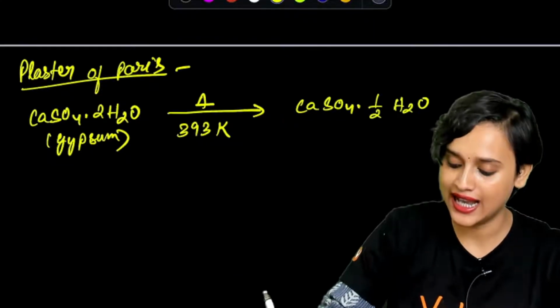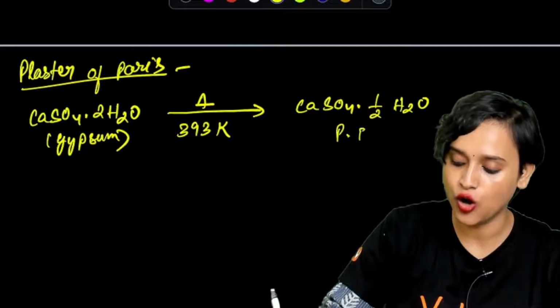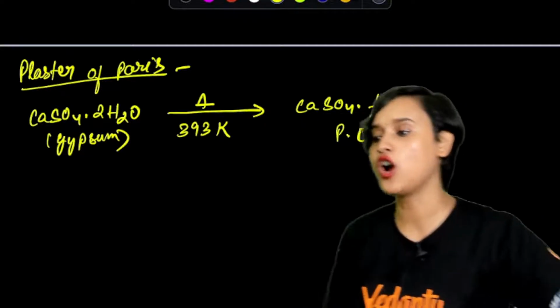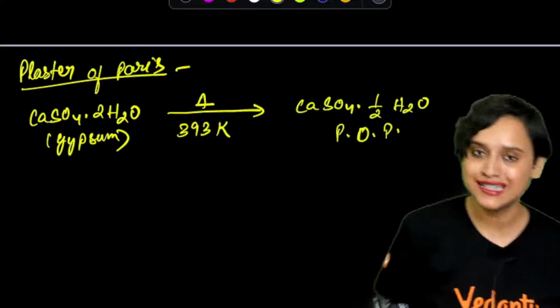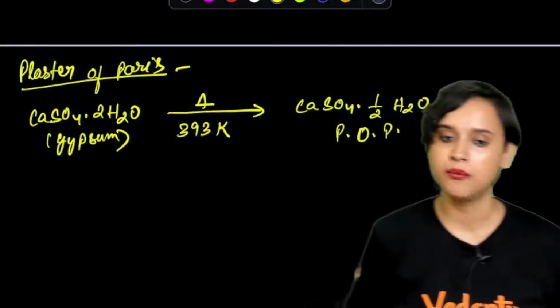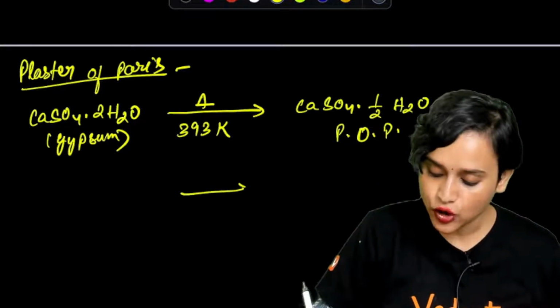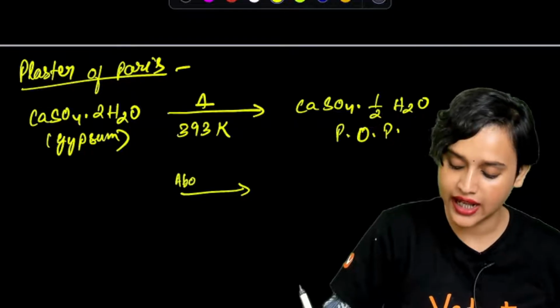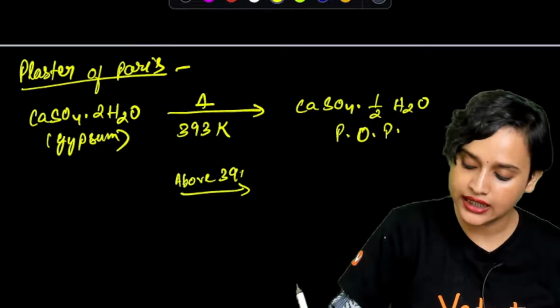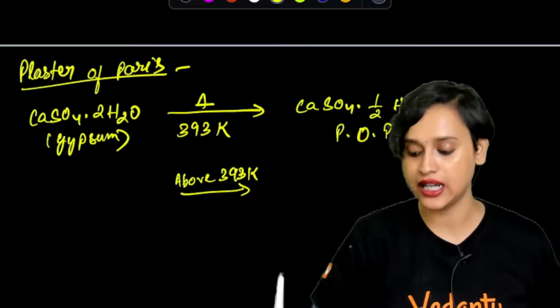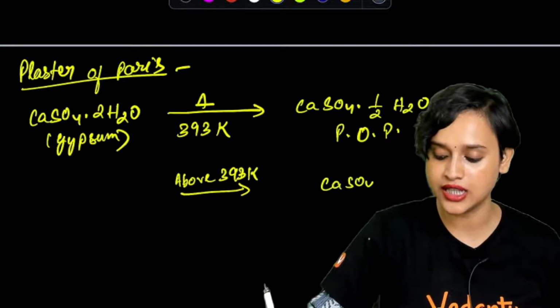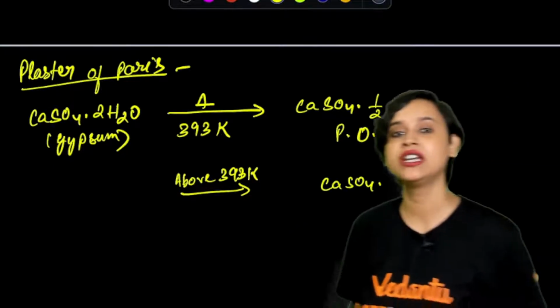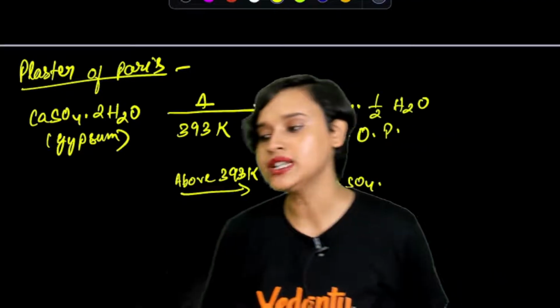This is called POP, that is plaster of Paris. But if you heat this above 393 Kelvin, then you will get only calcium sulfate.